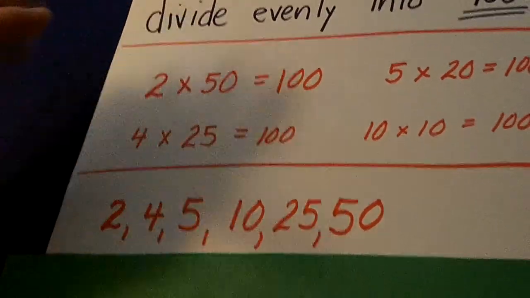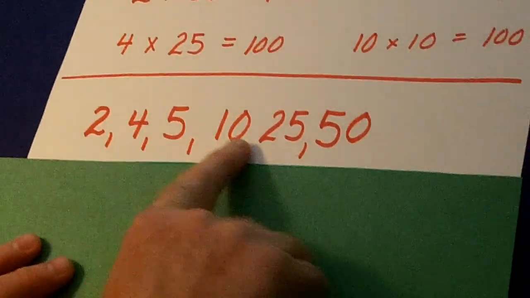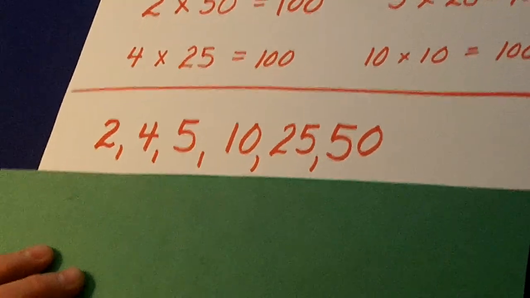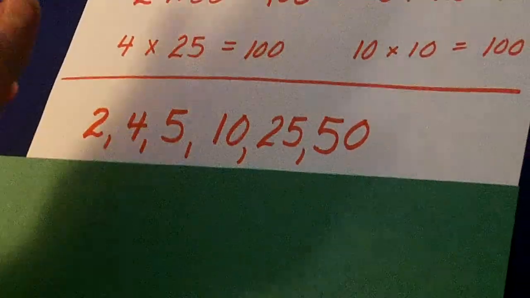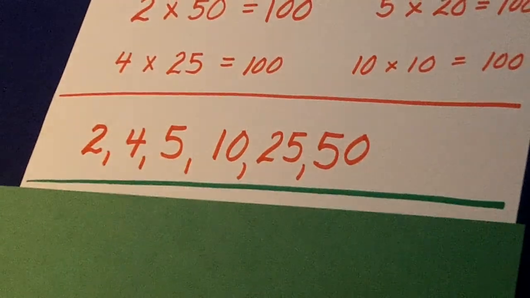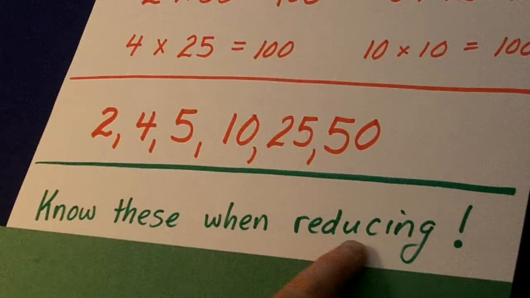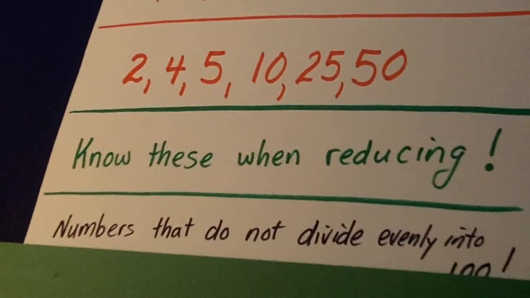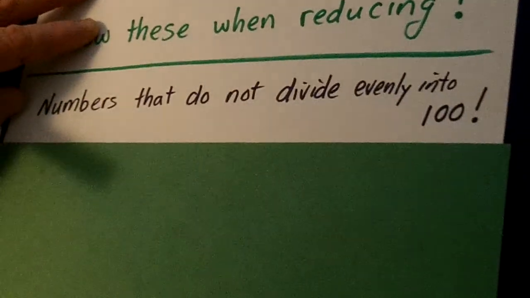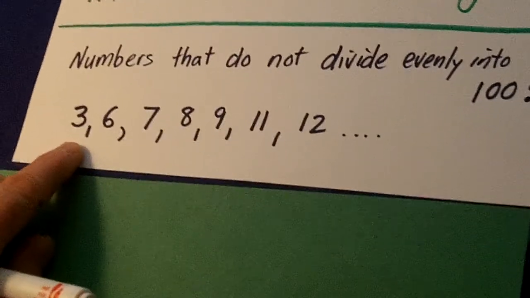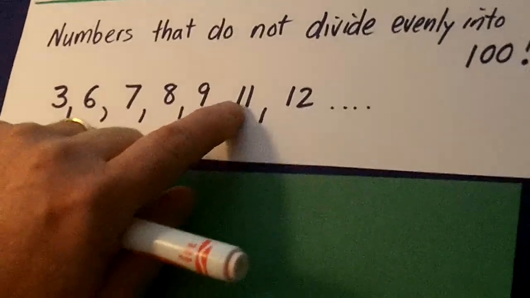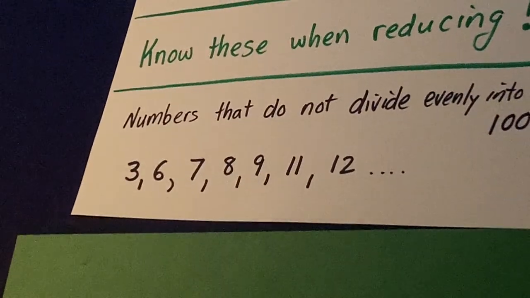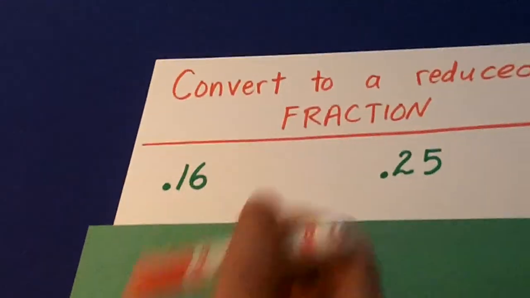fractions. Okay. Now, once again, here are the numbers that divide evenly into 100. And then know these when you are reducing. And then numbers that do not divide easily into 100: 3 doesn't go into 100, neither does 6, 7, 8, 9, 11, 12. Okay? All right? Okay. So, let's look at these here.